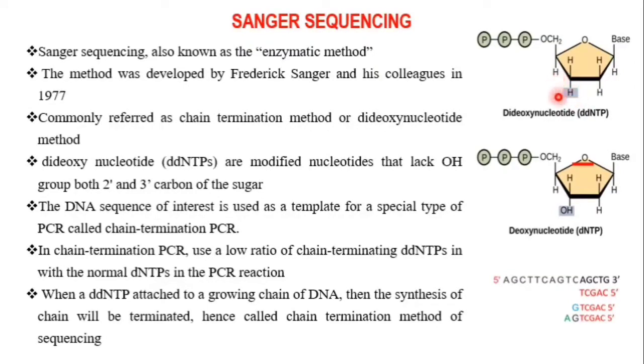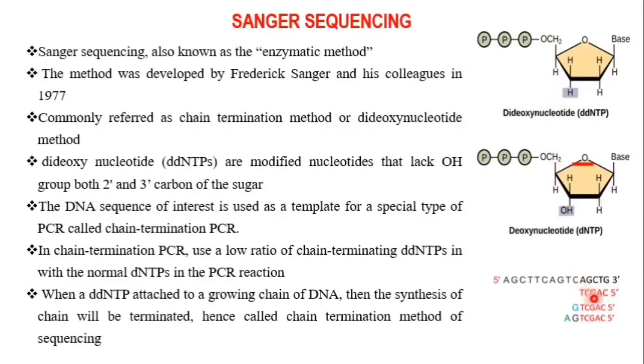That's why the next nucleotide cannot join with the preceding nucleotide, because the next nucleotide is added by the 3' OH group of the previous nucleotide. Since this dideoxynucleotide has no OH group in the third position, it cannot make a phosphodiester bond with the coming nucleotide. That's why it will terminate the chain.